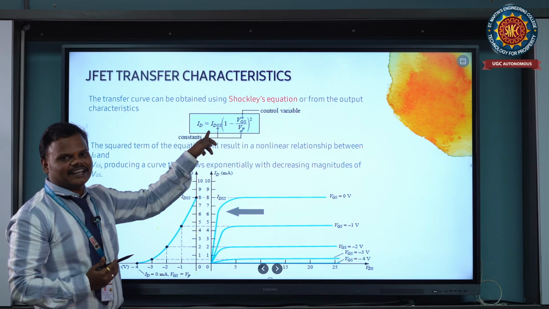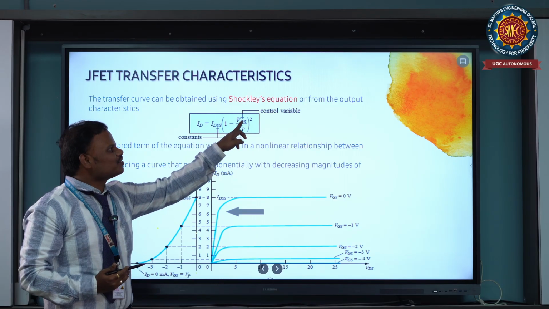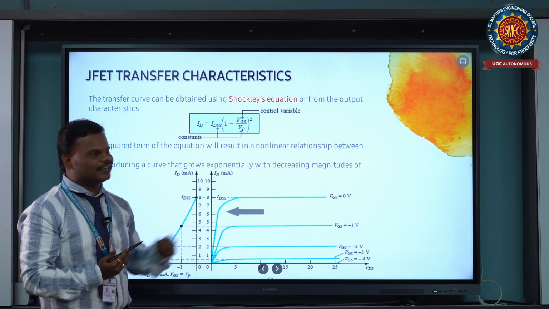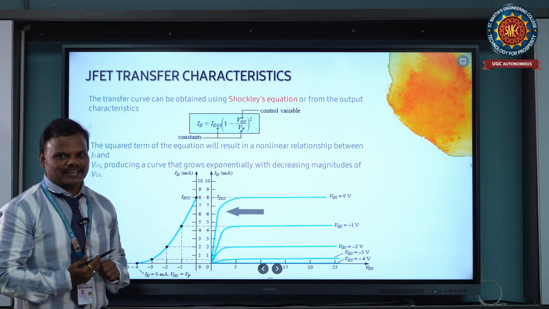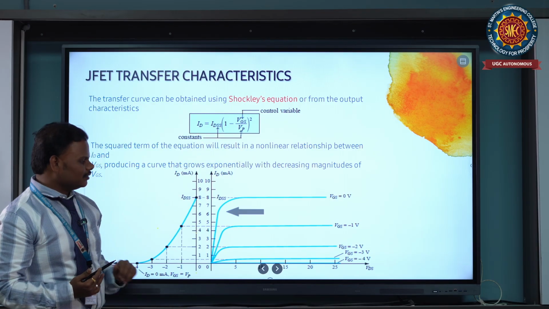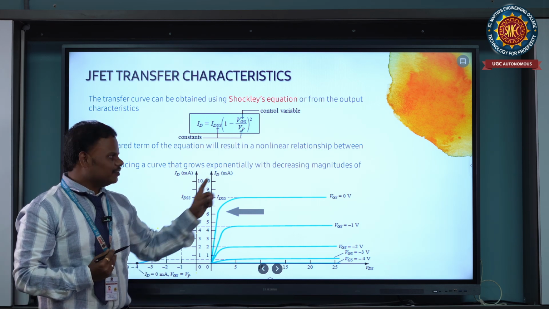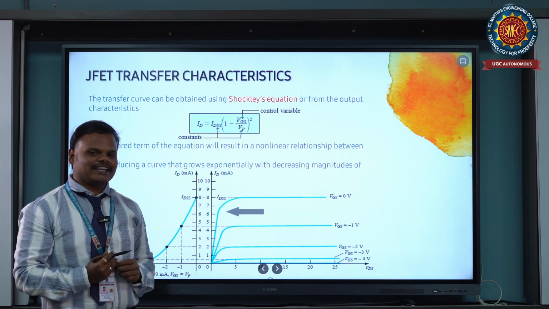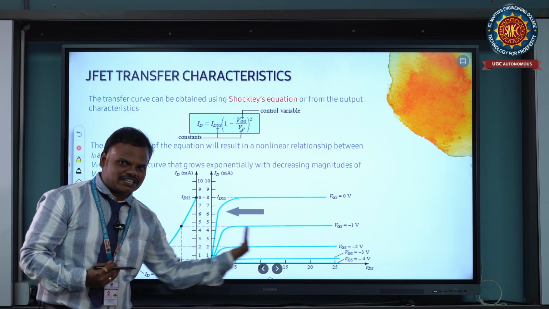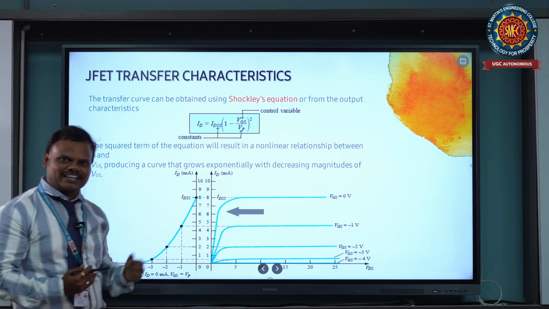This can be indicated by ID equal to IDSS into 1 minus VGS by VP, whole squared. This is an exponentially decaying function, which is nothing but the Shockley equation. So this is the overall construction and working of the JFET with the VI characteristics. The total VI characteristics are classified into two parts: the first part is the drain characteristics, whereas the second part is the transfer characteristics, which tells the relation between the drain current and VGS voltage.